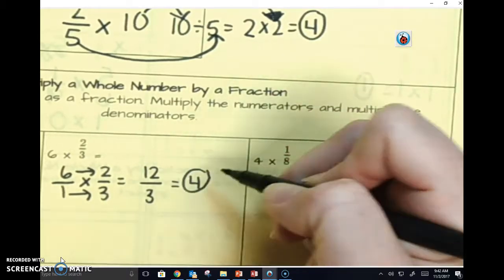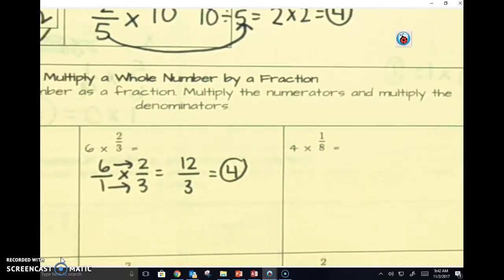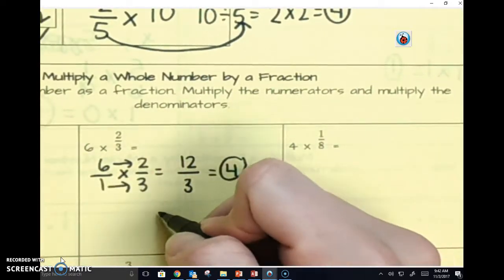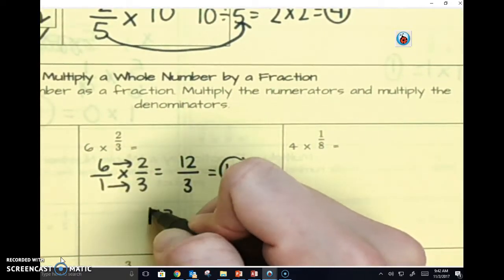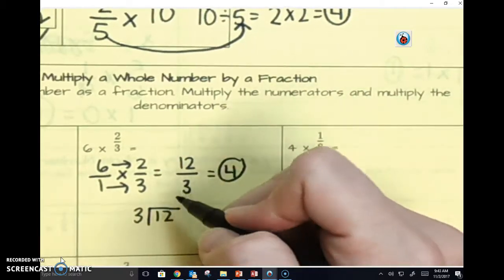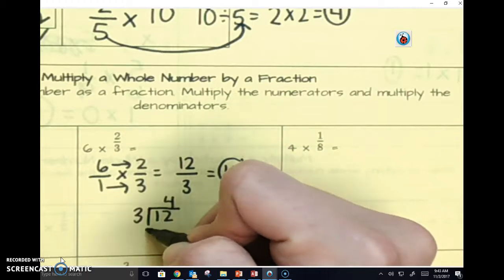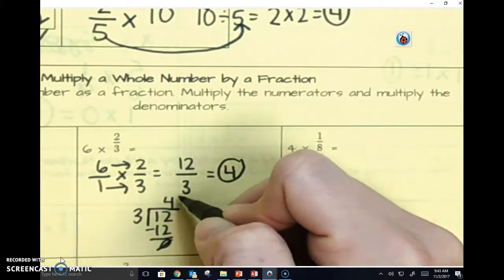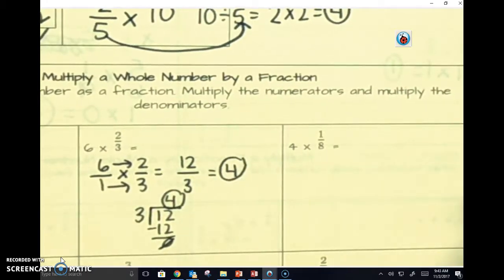Okay, good. If you can't see that, this is what we're going to do. You're going to take the top number and divide it by the bottom number, which is 3. And 3 goes into 12 4 times. And that's how you got 4. You can't just leave it as 12 over 3.